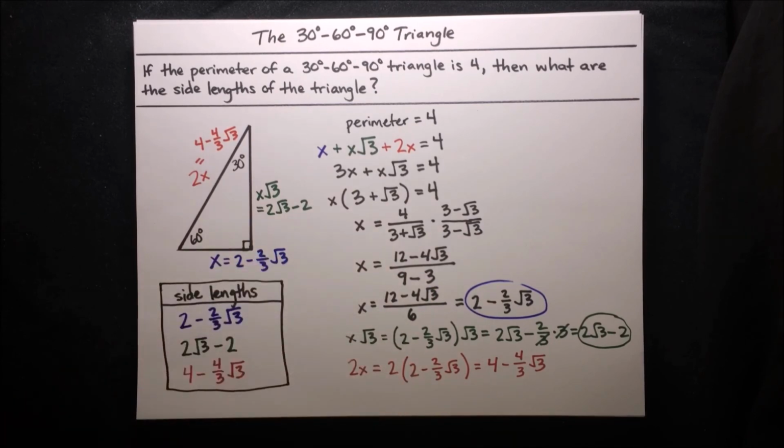Now we know how to quickly find side lengths in a 30, 60, 90 triangle. This will prove very useful to us when we work with triangles in the future, because it'll save a lot of time on calculations.